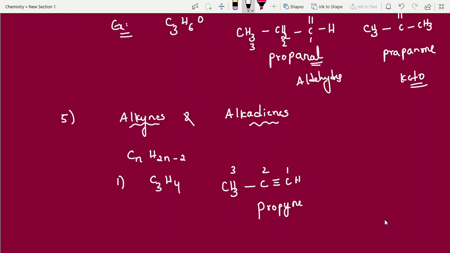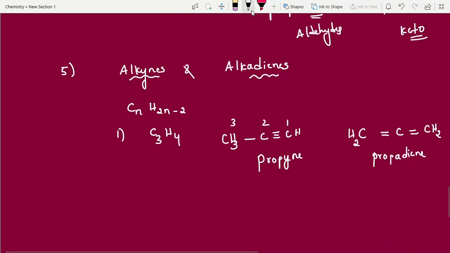Can you guess what is this alkadiene? Yes, 3 carbons only we have to take. 1, 2, 3. Dienes means here double bond, here also double bond. That's it. CH2, CH2. Right, students? Here no hydrogen because carbon satisfied 4 bonds, right? So C3H4. That's it. What is the exact name of this one? Propadiene.